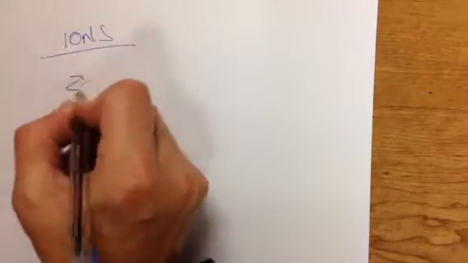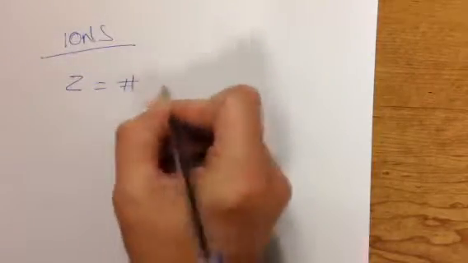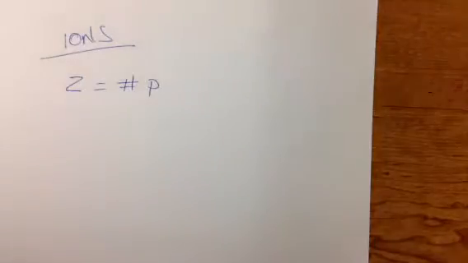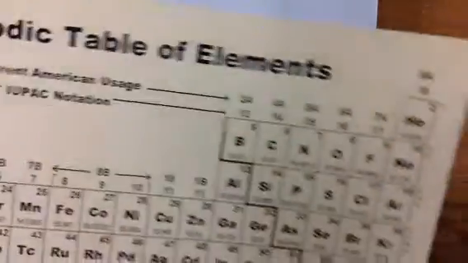Let's talk about ions. Ions, as you know, are atoms with an electrical charge. We know that protons define the element, and the number of protons in an atom of a particular element is the atomic number Z. So Z is the number of protons, and we know that Z is on the periodic table.